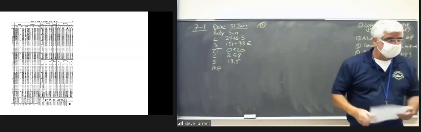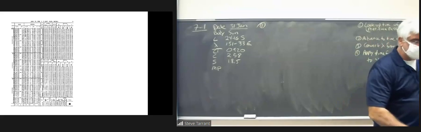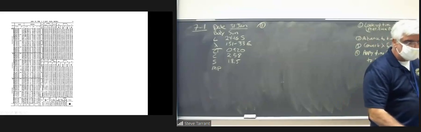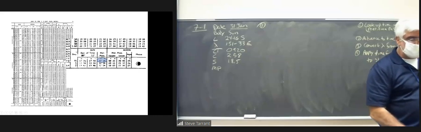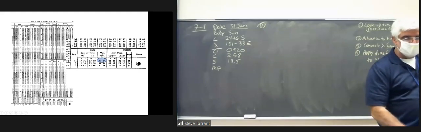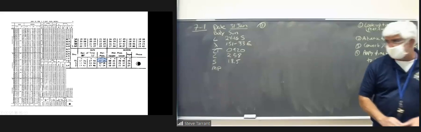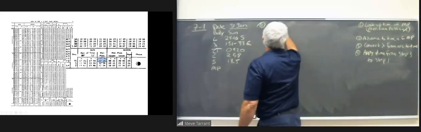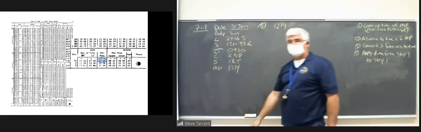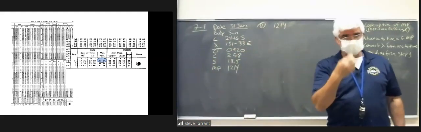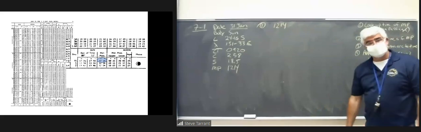So here we are. We go to January 31st, and down here in the lower right-hand corner is this box. And it says day 31st, 1st, 2nd, MERPAS 1214. So 1214. Okay? We're done with step 1. Step 1 is done.